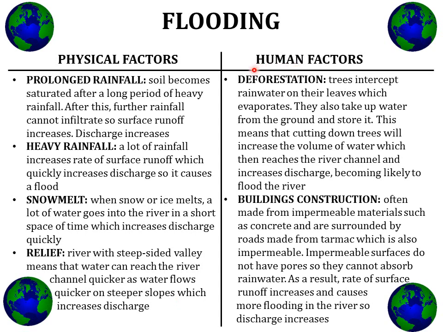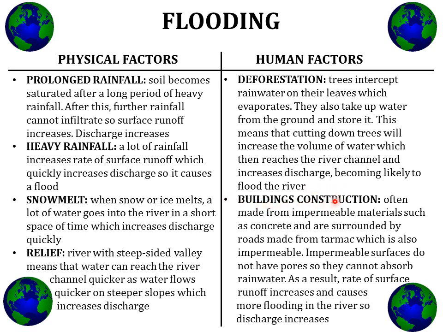Now, human factors. Deforestation. Trees intercept rainwater on their leaves, which evaporates. They also take up water from the ground and store it. This means that cutting down trees will increase the volume of water which then reaches the river channel and increases discharge, becoming likely to flood the river.